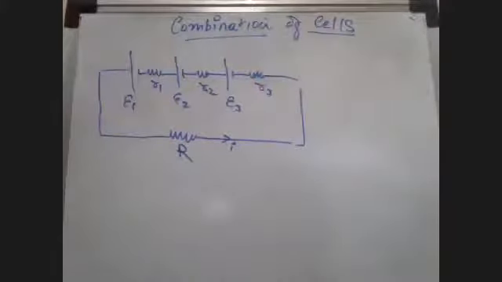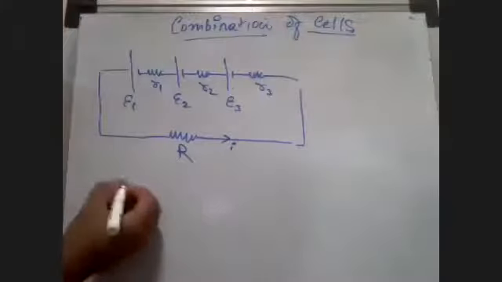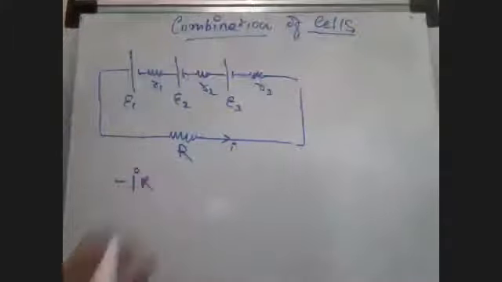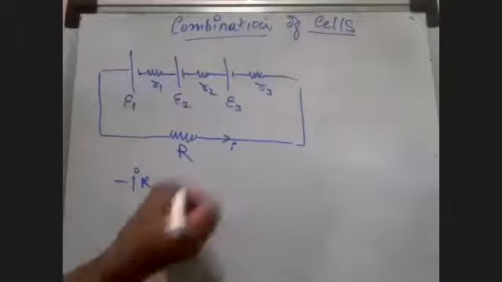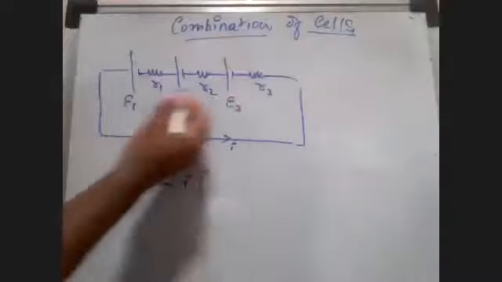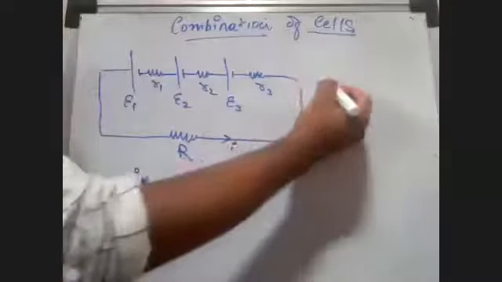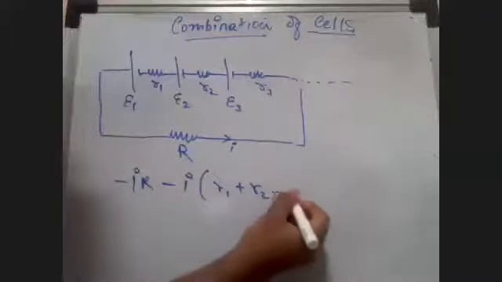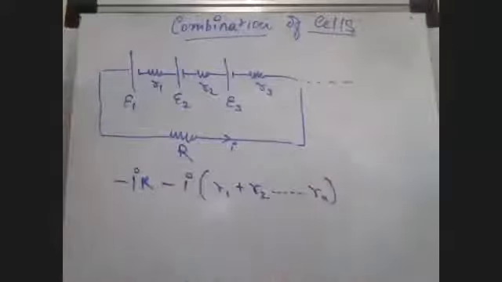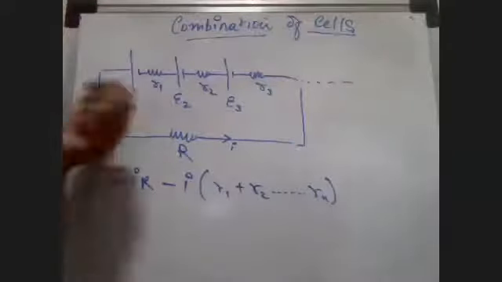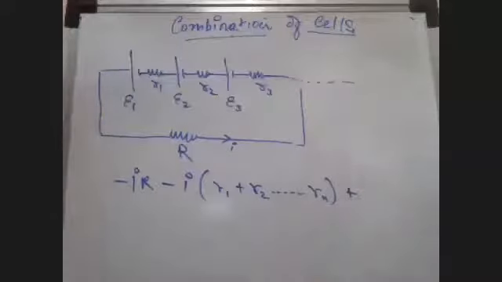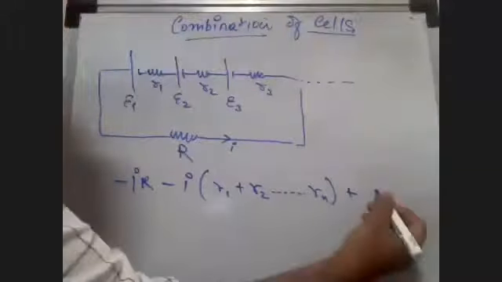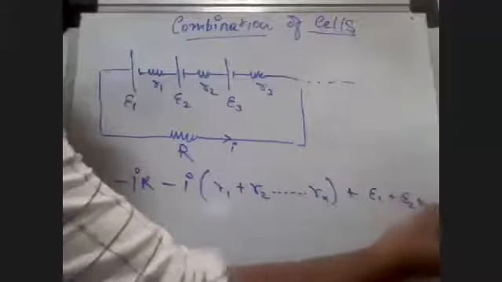So if I try to write the equation for this, how can I write it? Can anyone tell me? Let's start from this. What would be minus I times R, then minus what? I times the sum of the resistances. By the way, this is going to infinity, so I can say it is R1 plus R2 and so on till Rn. Yes or no? Finally, what do I get? Plus epsilon 1, and so on till epsilon n. Exactly, till epsilon n.